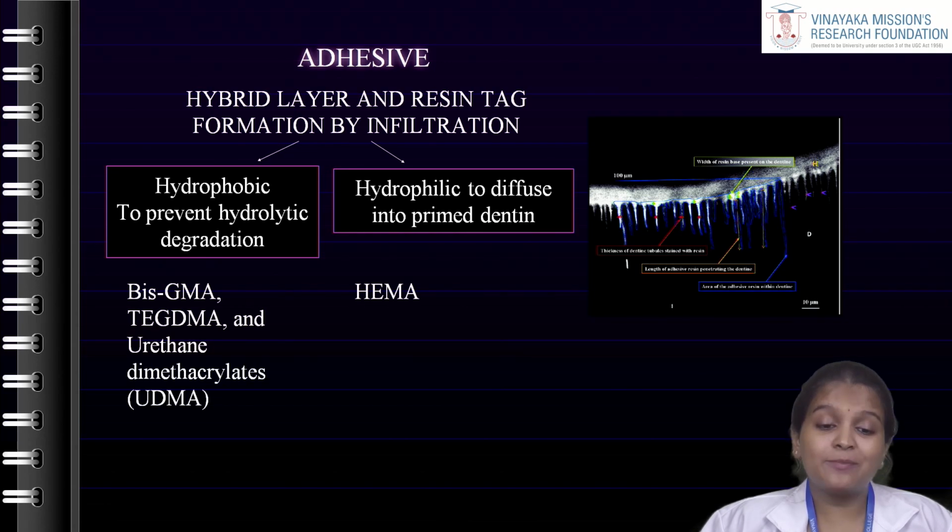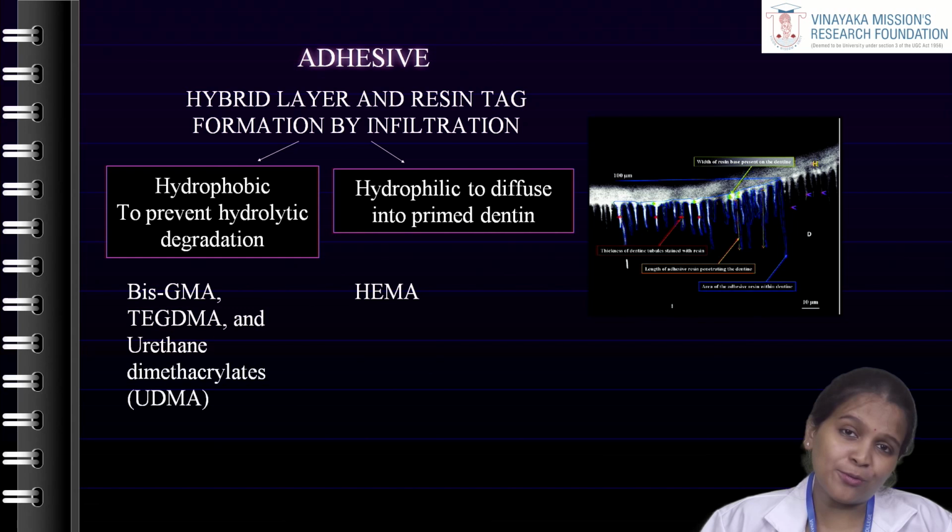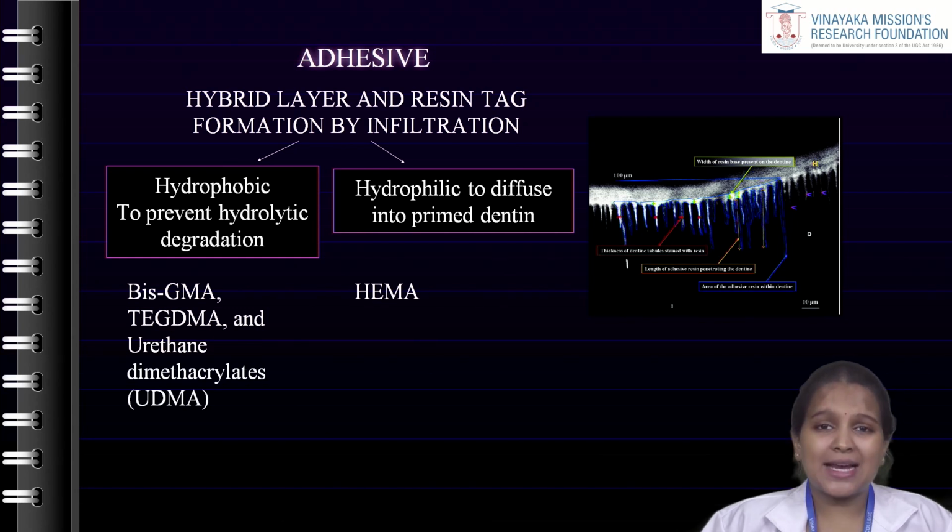This adhesive plays an important role in the formation of the hybrid layer as well as the formation of resin tags. The adhesive needs to be hydrophobic as well as hydrophilic. Thus the adhesive contains a hydrophobic component. This hydrophobic component is mainly to prevent hydrolytic degradation of the hybrid layer that is formed, because if the resin is more hydrophilic, it causes water sorption, which ultimately causes degradation of the hybrid layer. For this reason, the resin has to be hydrophobic.